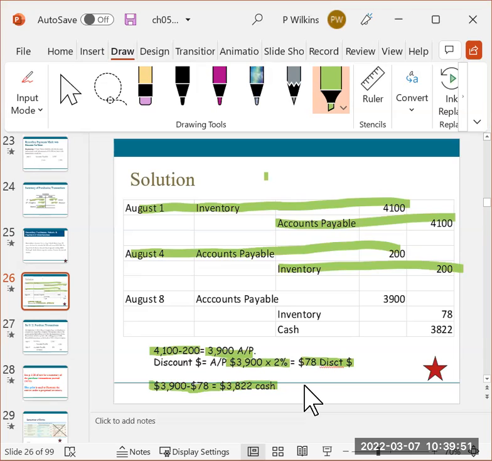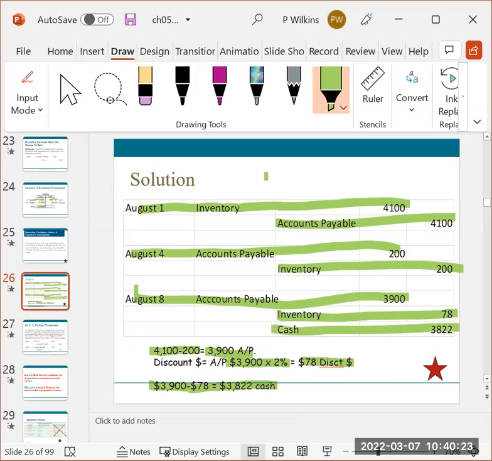So we do all of that math first, before we do any of the entries. Before we try any of the entries, we need to know what the dollar amounts are, okay? So we're going to debit accounts payable $3,900, purchases minus any returns or allowances. We're going to credit inventory $78 for the amount of the discount. And then we're going to credit cash $3,822, which is the accounts payable number minus the discount dollar amount. Okay, it's going to give us our cash amount.